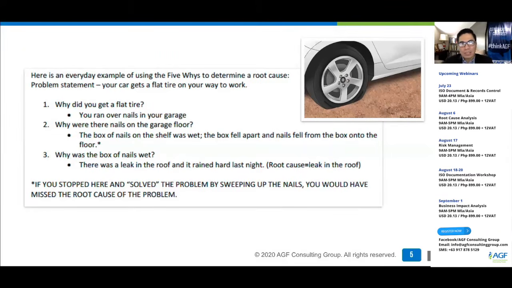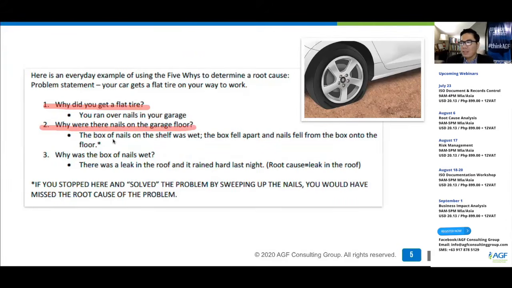For example, I'll show you this example. Here in this example, let's say there's a flat tire, all right? That's the nonconformance. So the first question is, why did you get a flat tire? Of course. And the answer is you ran over nails in your garage. Okay, then we'll ask the second why. Why were there nails on the garage floor?